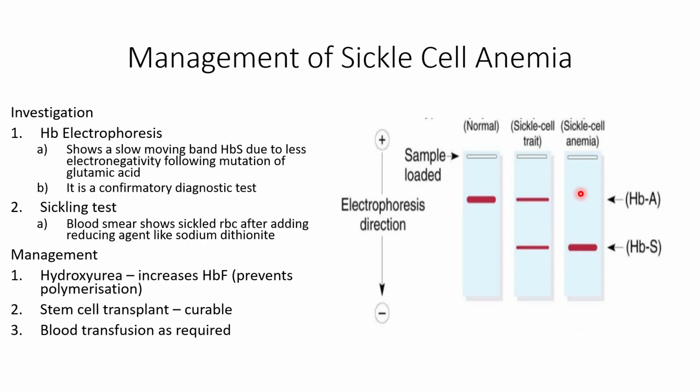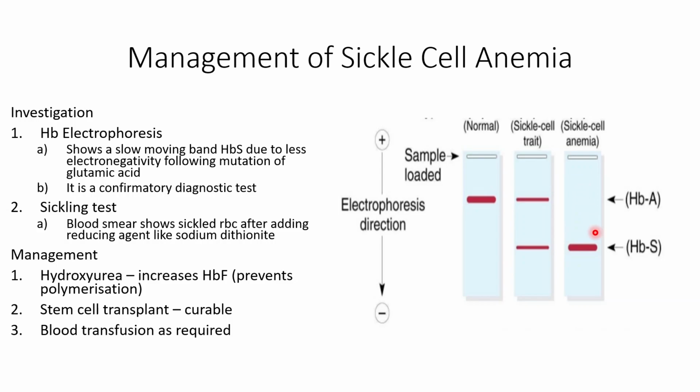Now in case of sickle cell anemia, we do not have hemoglobin A. All the beta globin chains are mutated, so hemoglobin A is absent. All of the hemoglobin is hemoglobin S, so the distance traveled is different. Why? Because the electrical charge on the hemoglobin changes. Why does this charge change? Because glutamic acid is changed to valine. So this is how we confirm the diagnosis with electrophoresis.